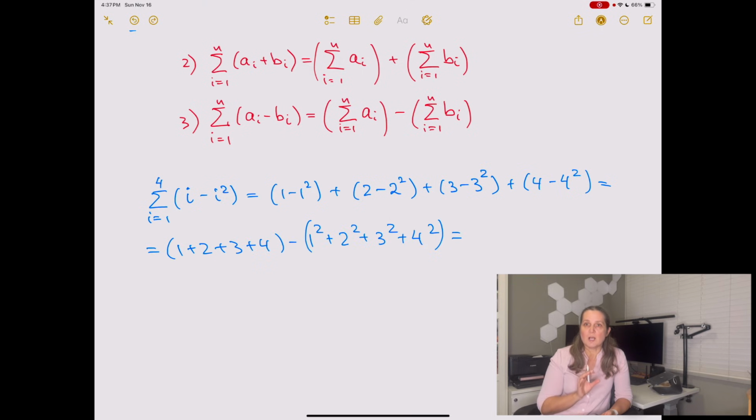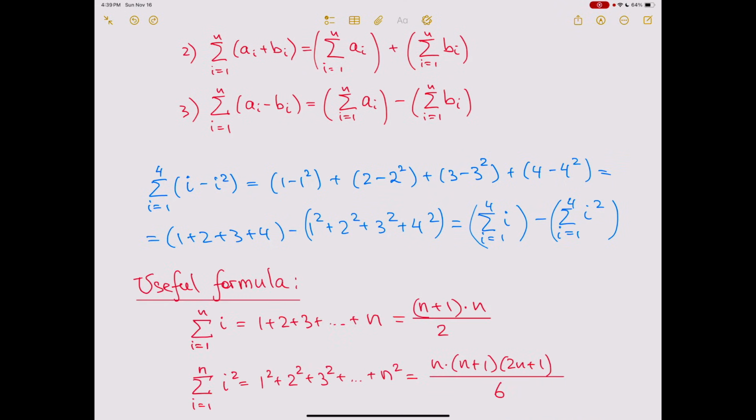If we group together all the terms that have no squares, we will get 1 plus 2 plus 3 plus 4. Now, all the terms that have squares are minus 1 squared, minus 2 squared, minus 3 squared, and minus 4 squared. So if we factor out minus 1, we'll have a sum of squares of 1, 2, 3, and 4. We can write this as the sum of i's as i changes from 1 to 4 minus the sum of i squares where i is changing from 1 to 4.